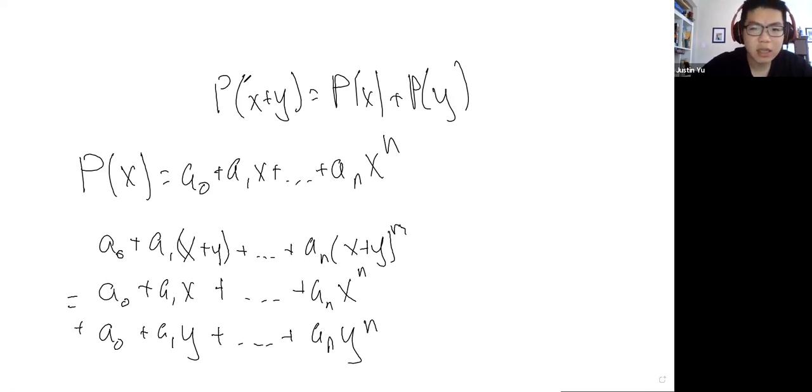I see that the top is the distributive property. This is not necessarily true. Not all functions follow the distributive property like this, because we see that not every polynomial is actually going to work. Let's think. Is x plus y squared equal to x squared plus y squared? Yes or no on this?